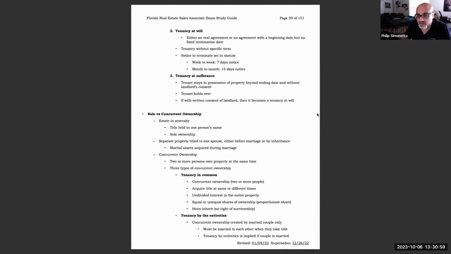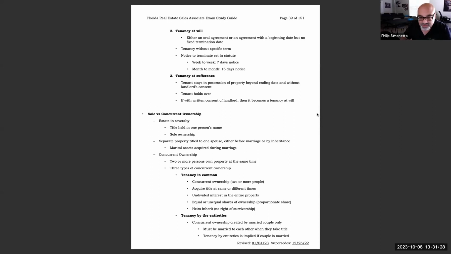Now let's look at concurrent ownership. Okay, two or more persons own property at the same time. There's three types of concurrent ownership. Okay, you have tenancy in common. Concurrent ownership of two or more people. They acquire the title at the same or different times, so people can be added and taken off of it as time goes on. Okay. Undivided interest in the entire property.